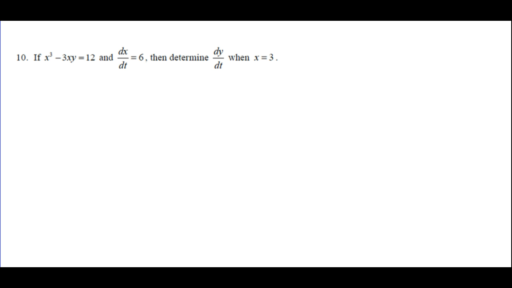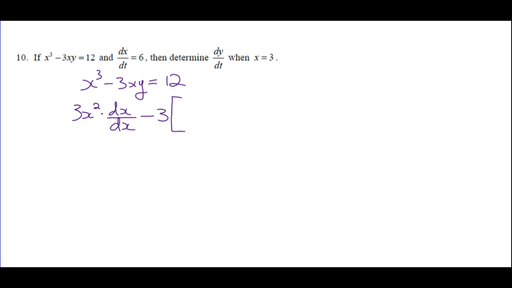Okay, so we have x cubed minus 3xy equals 12. We have dx by dt. We want to get dy by dt when x is equal to 3. Okay. So we're going to start off by taking, so let's start with, we got x cubed minus 3xy is equal to 12. We're going to take the derivative with respect to t of both sides of this, right? So that's going to be 3x squared times dx by dt.